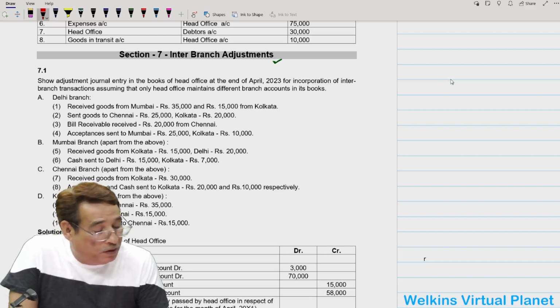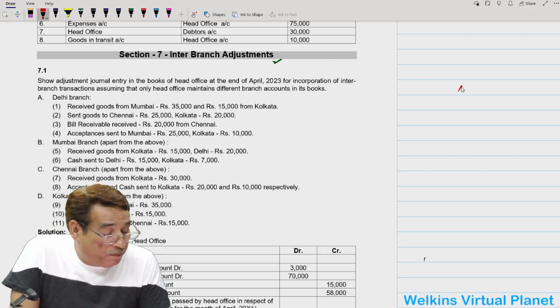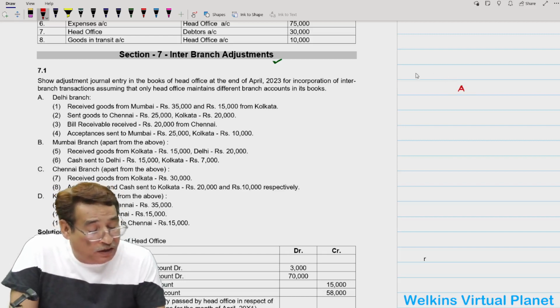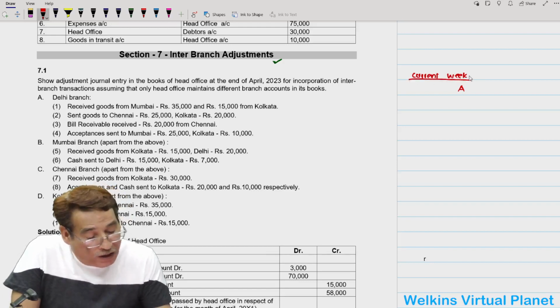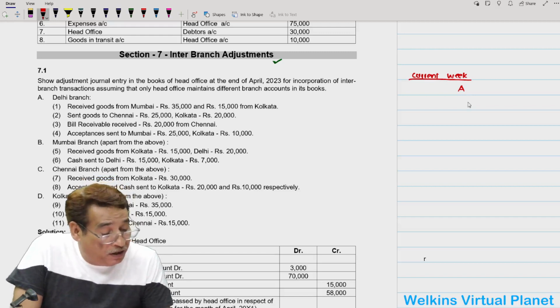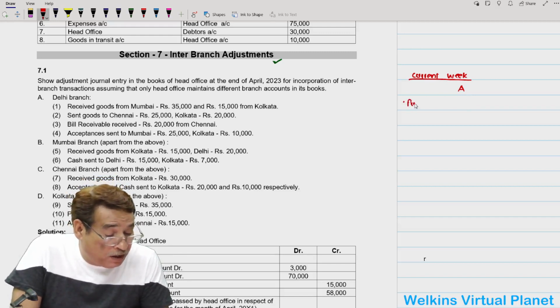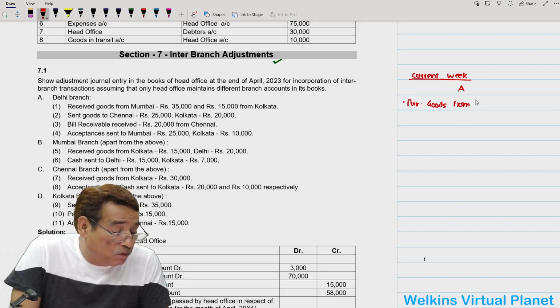a particular example. Let us say Mr. A in the current week, correct? These are weekly transactions of Mr. A. I'm trying to tell you what is the theme of inter-branch adjustment. Let us say during the current week, Mr. A purchased goods from Mr. B.